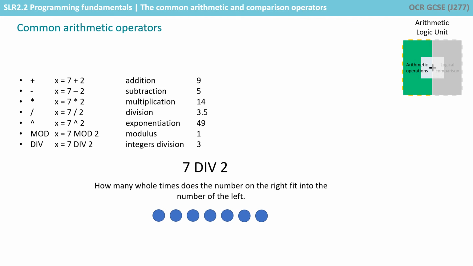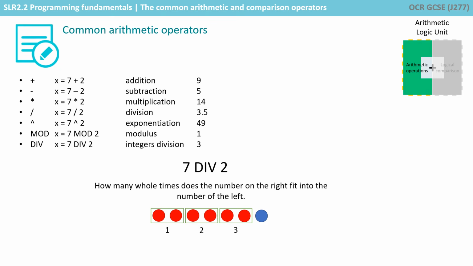In conjunction with modulus is what's called integer division. And in your exam, you'll see it as the div command, although it's shown differently in other languages. This is how many whole times the number on the right fits into the number on the left. So as we can see from the previous example, the number on the right, 2, fits 3 whole times into the number on the left. So 7 div 2 is 3. Now that's important. Integer division is very different from normal division. With normal division, 7 divided by 2 is 3.5. With integer division, so using whole numbers, 7 div 2 is 3.